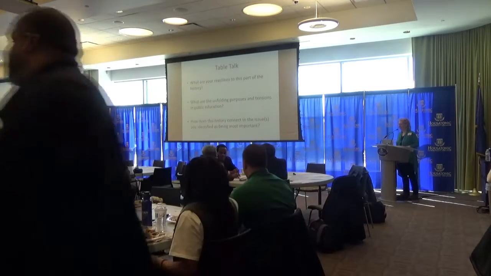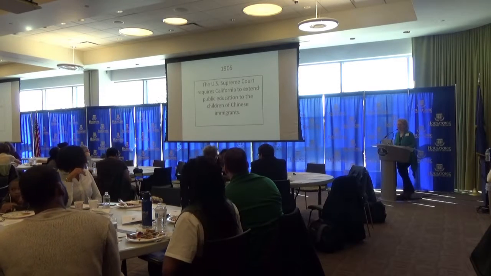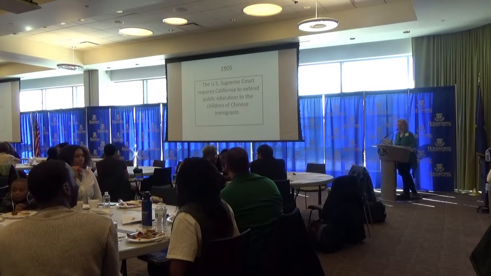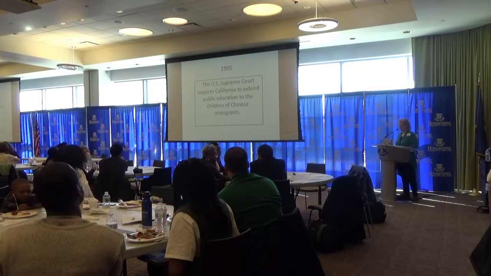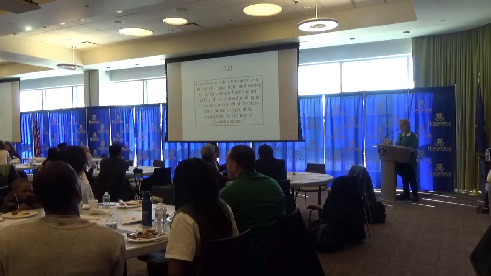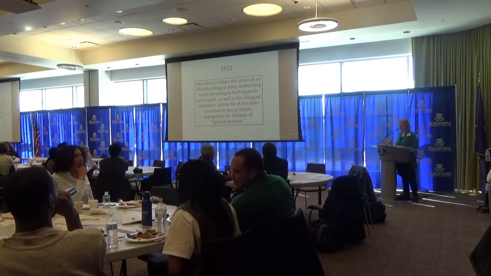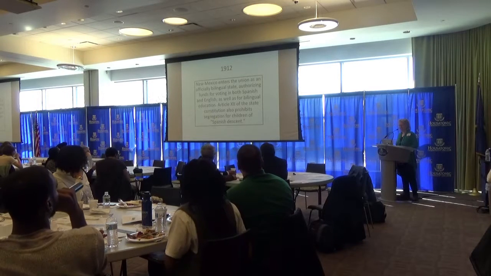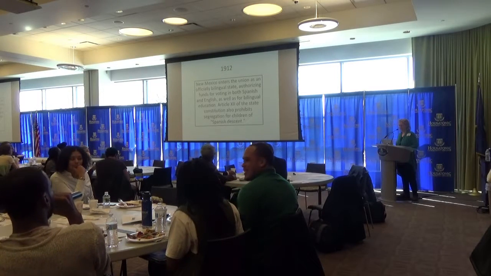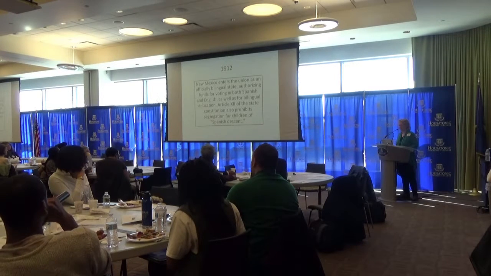All right. So here we are at the beginning of the 20th century. 1905. The U.S. Supreme Court requires California to extend public education to the children of Chinese immigrants. 1912. New Mexico enters the Union as an officially bilingual state, authorizing funds for voting in both Spanish and English, as well as for bilingual education. Article 12 of the state constitution also prohibits segregation for children of Spanish descent.